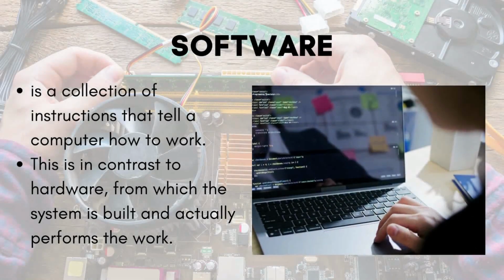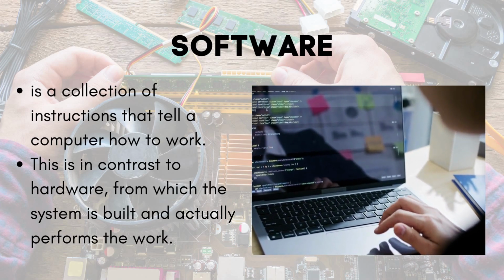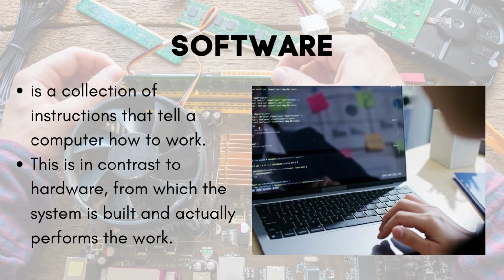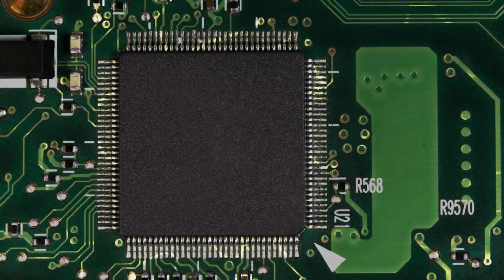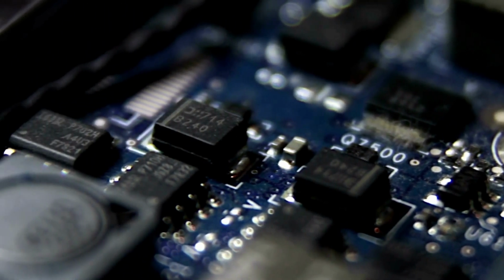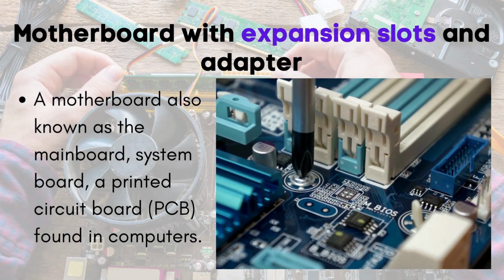Computer software is a collection of instructions that tell a computer how to work. This is in contrast to hardware, from which the system is built and which actually performs the work. Firmware combines hardware and software into important chips inside the computer. It is called firmware because it is a chip, which is hardware, with software built into the chip. Example: basic input-output system.